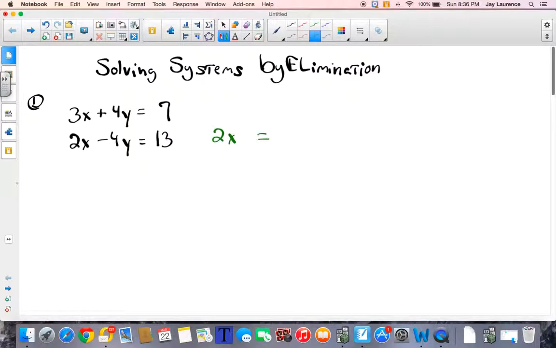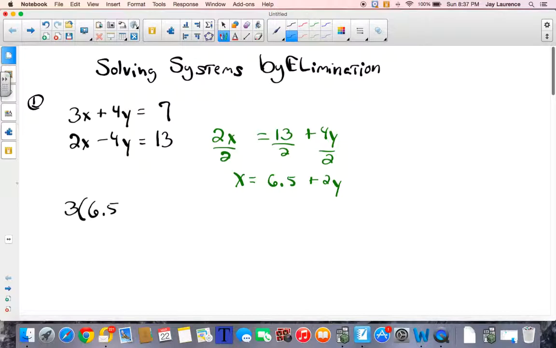So I'd get 13 plus 4y. And then, of course, I'd divide by 2, divide by 2, divide by 2. And then x would equal 6.5 plus 2y, right? Now I'm ready to take the other equation, the first equation, 3x, and instead of writing x, I'm going to write 6.5 plus 2y. Now it's a good way to do it. It works. The numbers aren't as friendly, but there's nothing wrong with this.